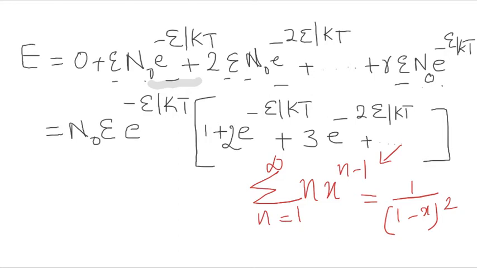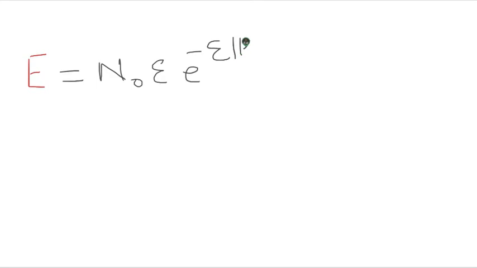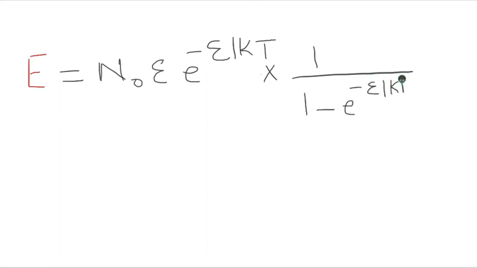Now we substitute this value back here. Again x is given by e raised to minus epsilon by kt. Therefore we have E is given by n0 into epsilon e raised to minus epsilon by kt. We had taken this out earlier. The value of the bracketed term is 1 by 1 minus x the whole square, and 1 minus x is e raised to minus epsilon by kt the whole square. Okay, so this is our expression now.